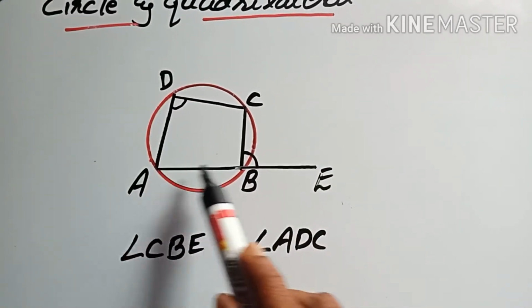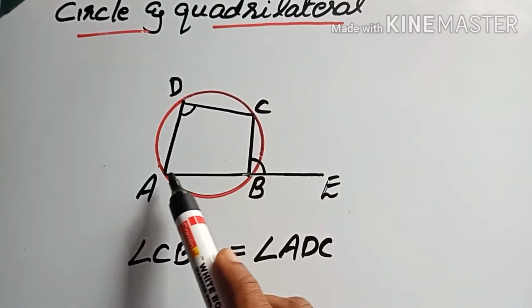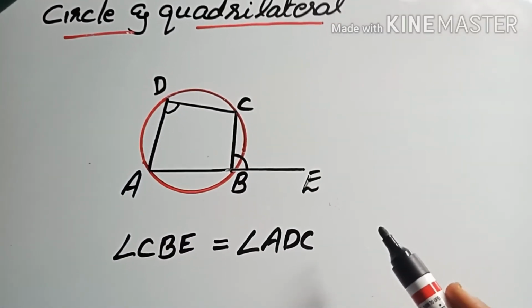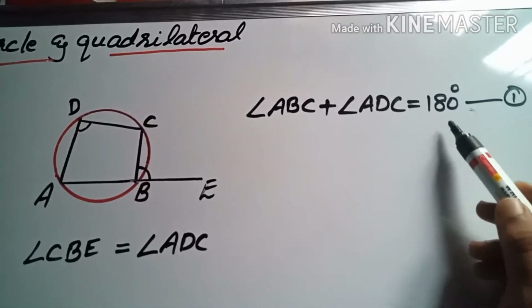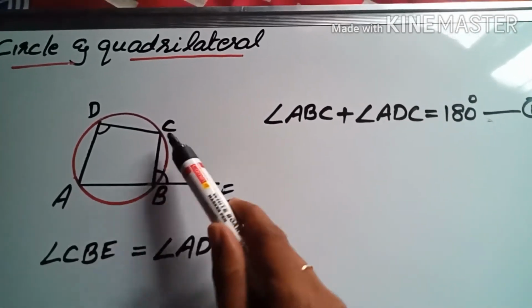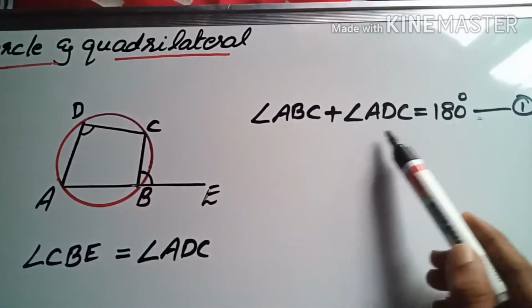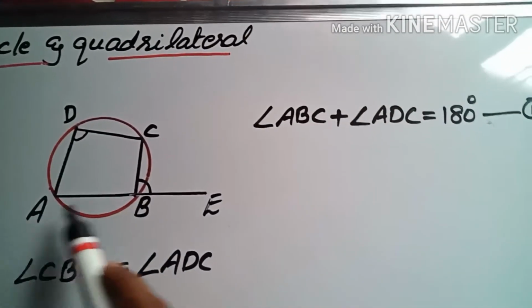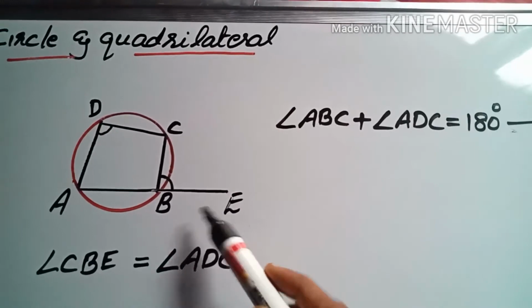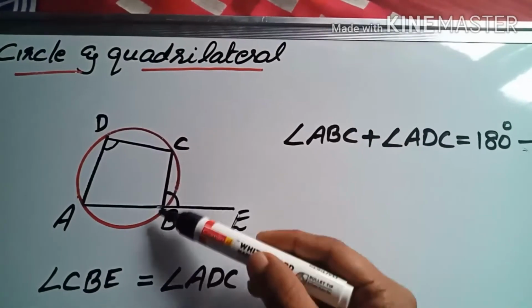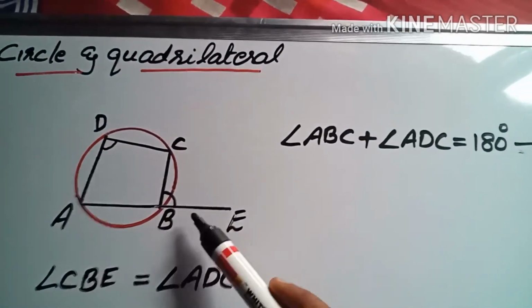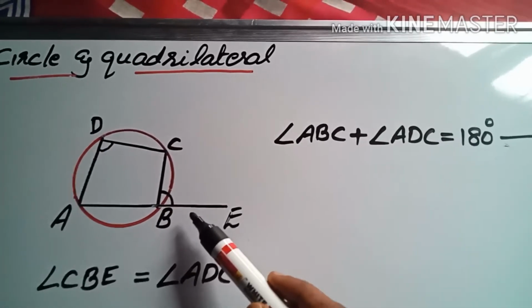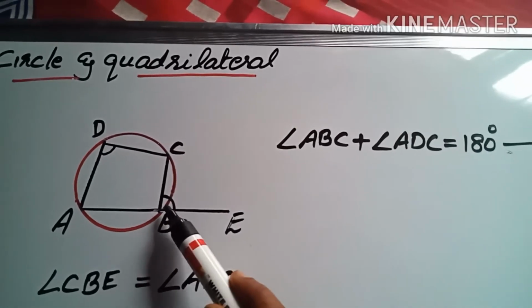Okay, angle ABC plus angle ADC equal to what? 180 degrees. These two are supplementary angles, angle ABC and angle ADC, that is equal to 180 degrees. Now consider this line ABE. ABE and CB, a linear pair we can consider here. Linear pair angles are also supplementary.